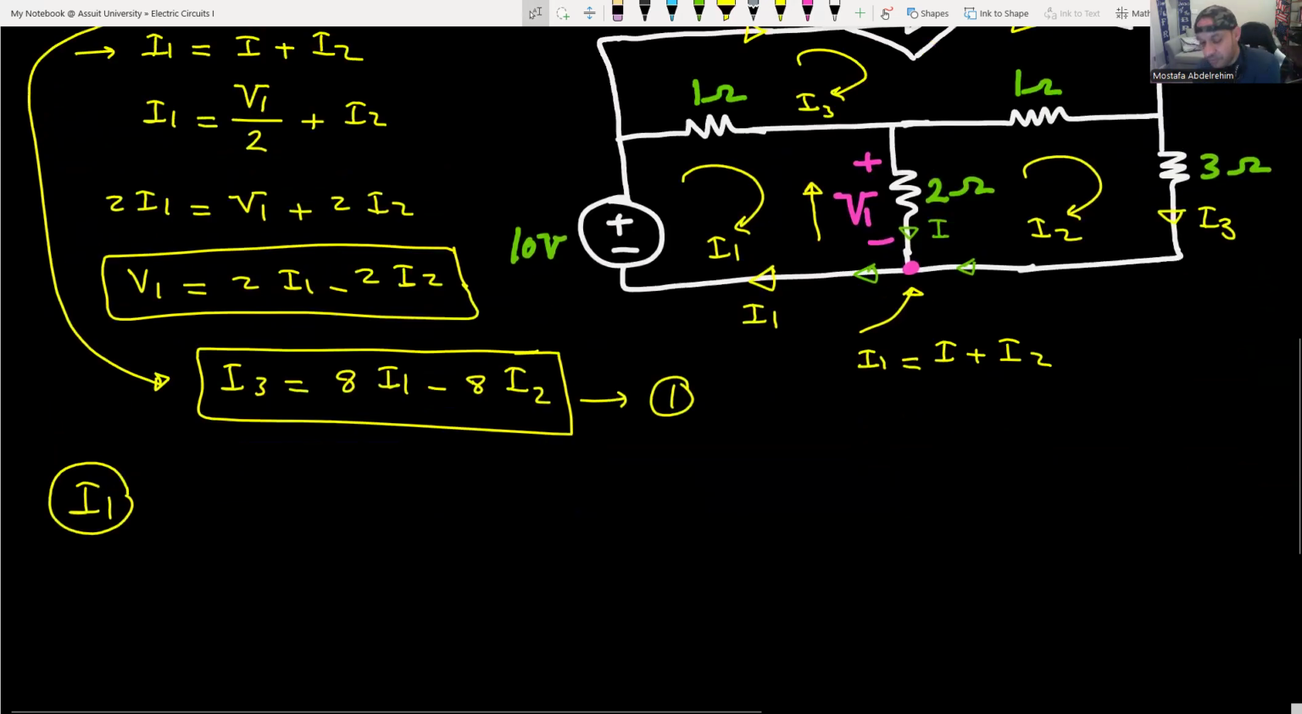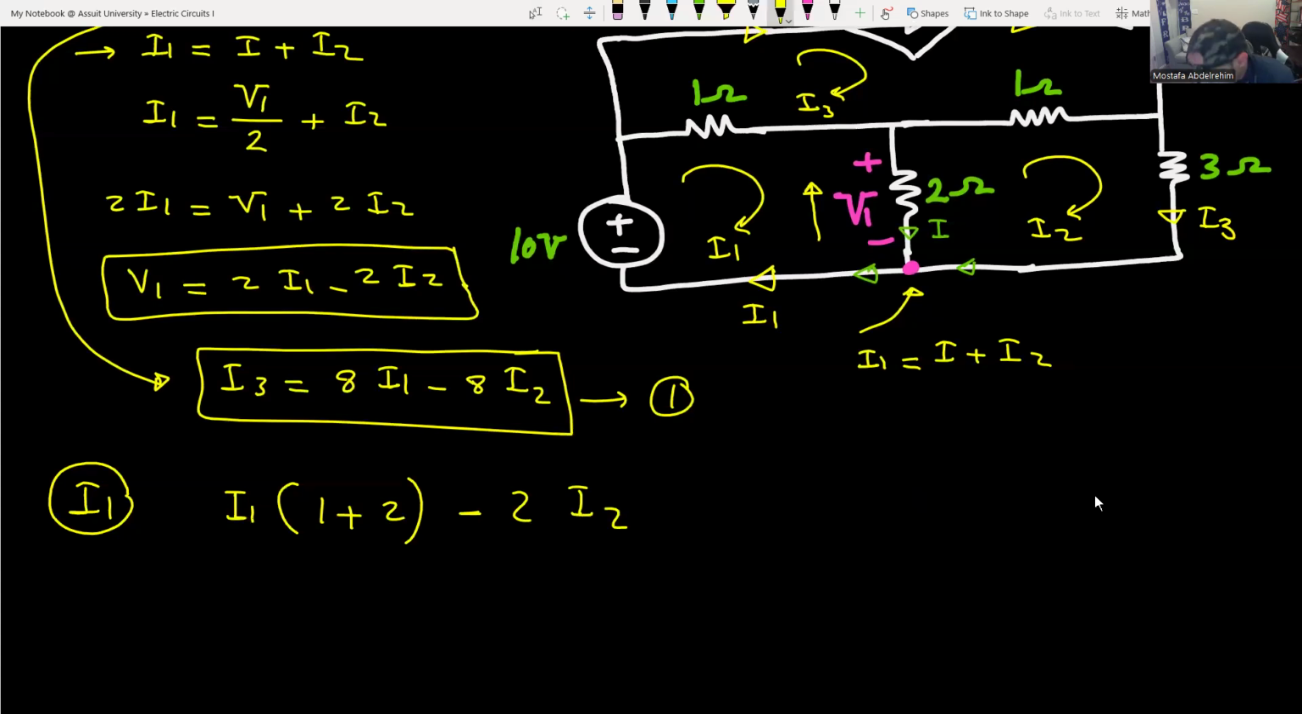Just apply the mesh current method normally. So I1 multiplied by the summation of the resistances in that mesh, which is 1 ohm plus 2 ohms, minus I2 multiplied by the shared resistance between mesh 1 and mesh 2, which is 2, so 2 I2, minus I3 multiplied by the resistance in the common branch between mesh 1 and mesh 3, which is 1 ohm.